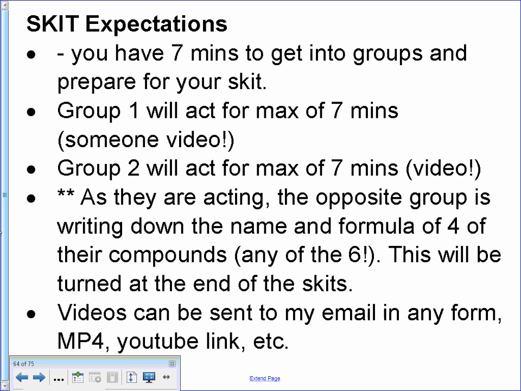After that, we're going to act for 7 minutes. Somebody's going to video. The next group's going to act for 7 minutes on video. So we should be back in here in about 25 minutes. I already have copies. If you edited it, I'll ask for another copy. So if you're with me, you're going to get started in 7 minutes. Go.